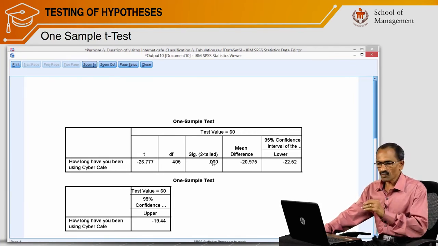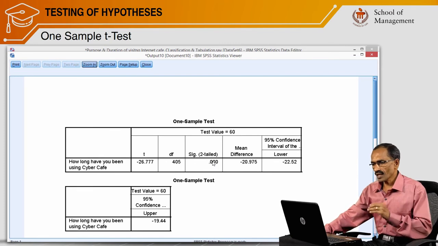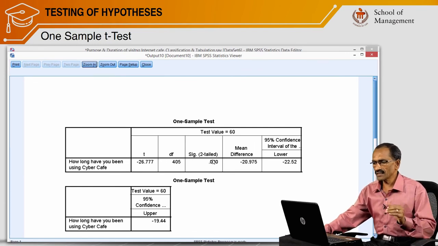So what we covered in this video is how to conduct a one sample mean test. A one sample mean test means that the researcher can have an assumption with respect to the average value of any data that belongs to an interval or ratio scale.